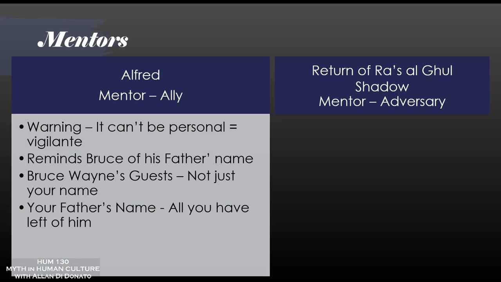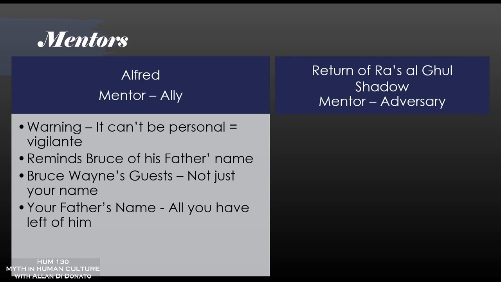Right before this scene, remember I said Alfred is going to come along and give him a warning that what he's doing can't be personal. He can't be just a vigilante, right? He watched that chase scene. He knows what happened in the city and the havoc that it wrecked. And he reminds Bruce right after that of his father's name, especially when he talks about the guests. He says, those aren't just Bruce Wayne's guests out there. It's not just your name, it's your father's name. It's all you have left of him, right? So this whole idea of don't lose contact with that aspect of your personality is really important, guiding him along.